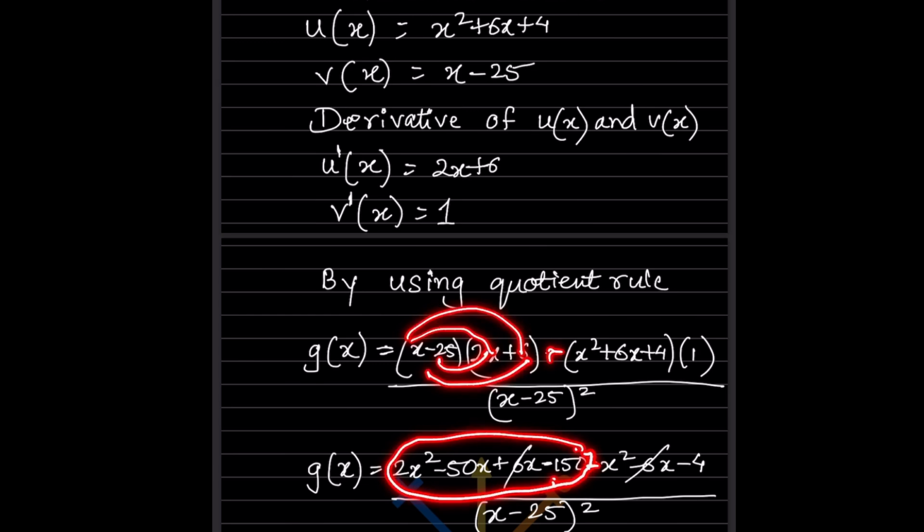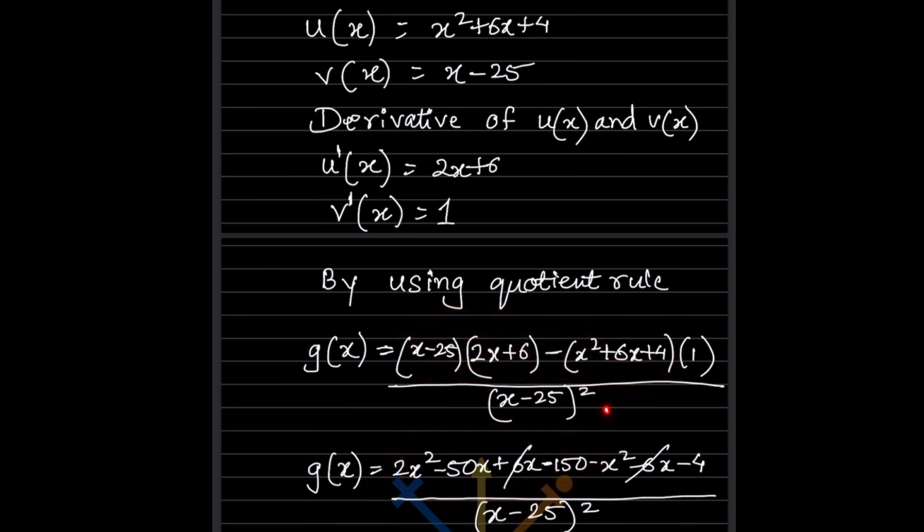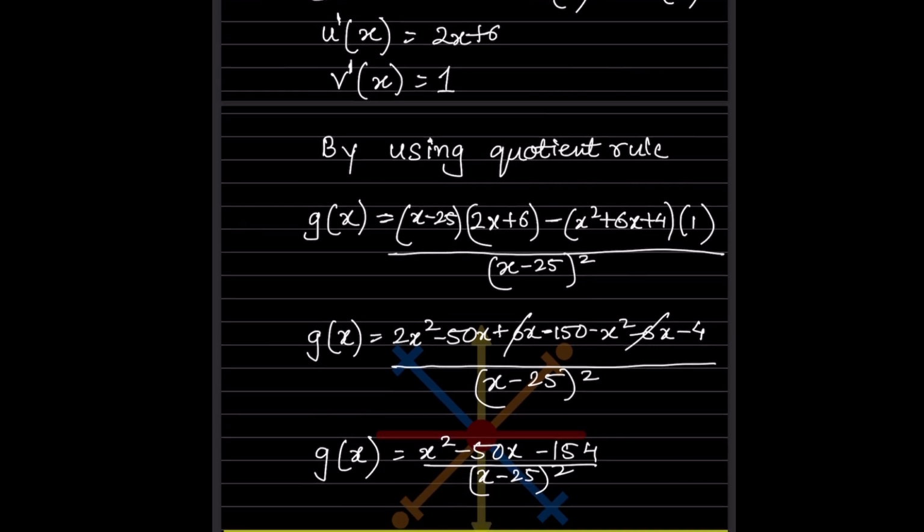And see a minus, but inside is minus x square, minus 6 plus minus 6x, minus 4, divided by x minus 25 whole bracket square. So here, this is going to be minus 154. So this is the answer.